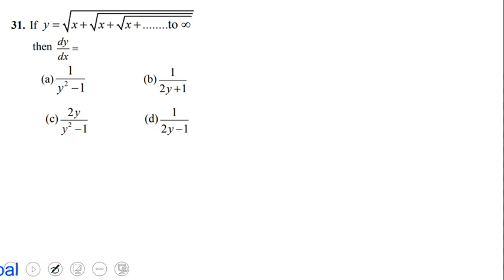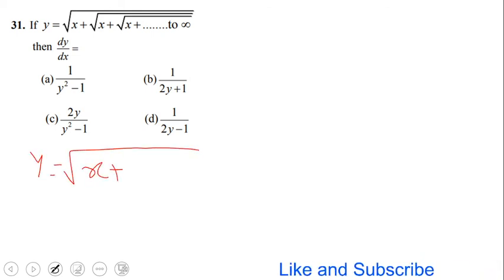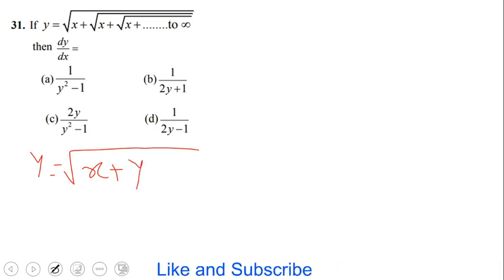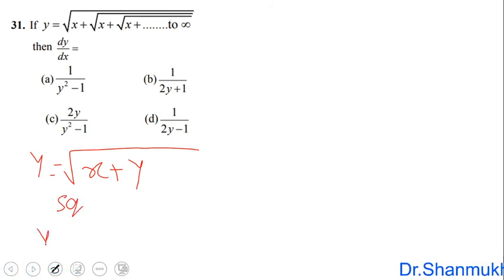This example is the 31st frequently asked question. So y equal to under the square root of x plus under the square root of x, and so on. So this is taken as y. If you hide one term, the remaining is the same thing repeating here, so we can take it as y. Now we will do squaring on both sides. So we get y square equal to x plus y.